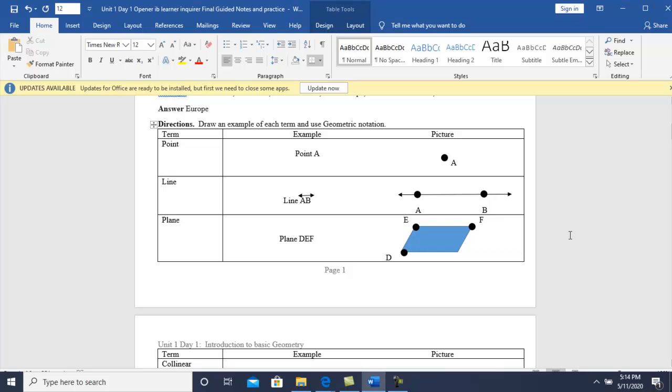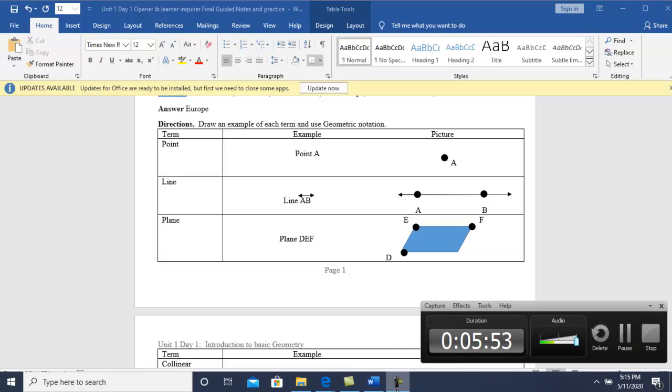All right, so this is page 1 of the notes. So when you're taking notes, just make sure you know the terms point, line, and plane. And then here a picture of 3 examples and the way you can write it. All right, so we're going to stop there. This is page 1, and if you're taking notes, make sure you go to page 2 to continue your note taking for day 1 of Unit 1.